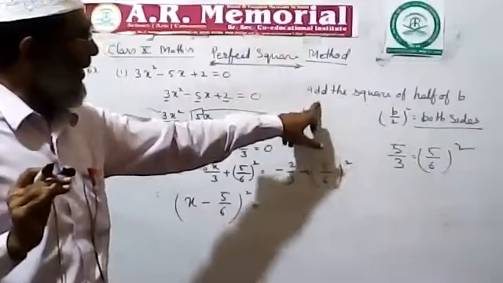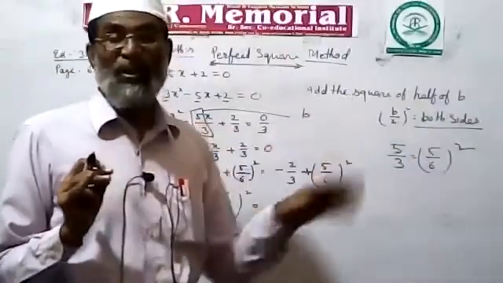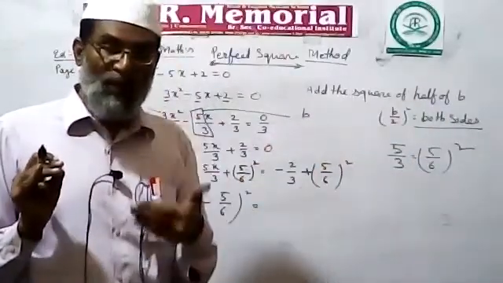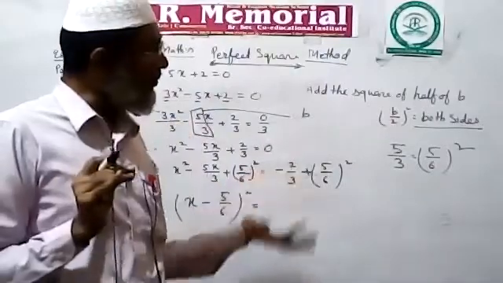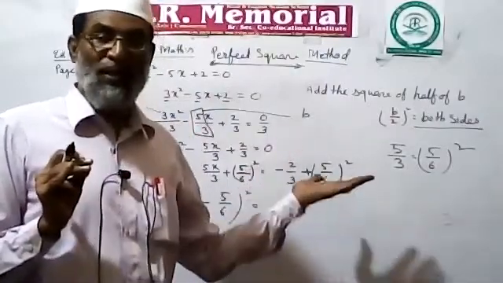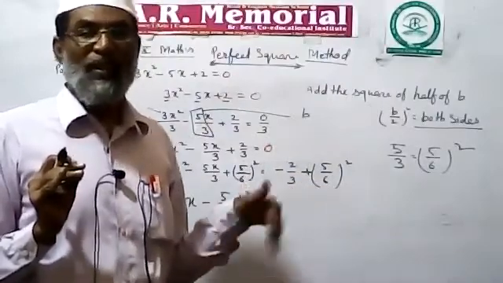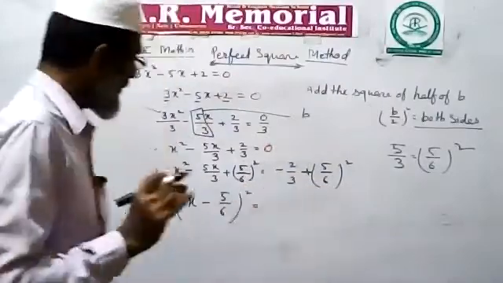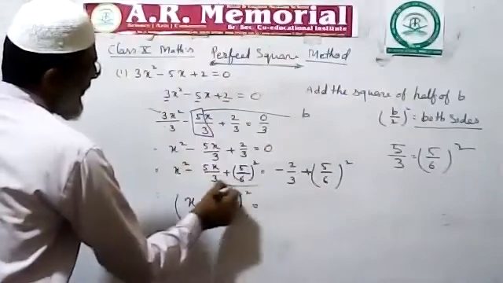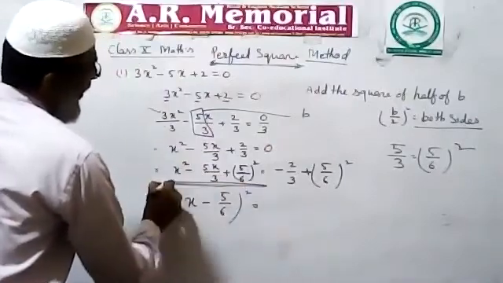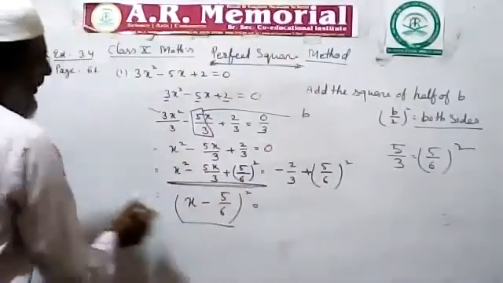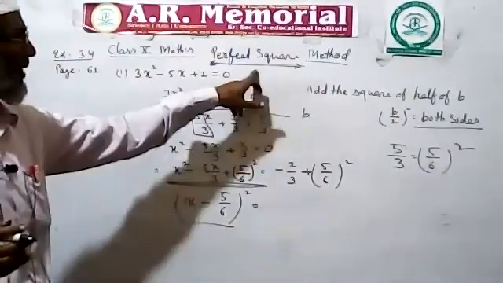Here it is written: add the square of half of b. Sir, what is the b? Coefficient of x is called b. Sir, how can we make the half? I explained it 2 and 3 times. If the denominator is double, it is already half, or if the numerator is half, it is already half. So look, all three terms change into a complete square. So it is called complete square.